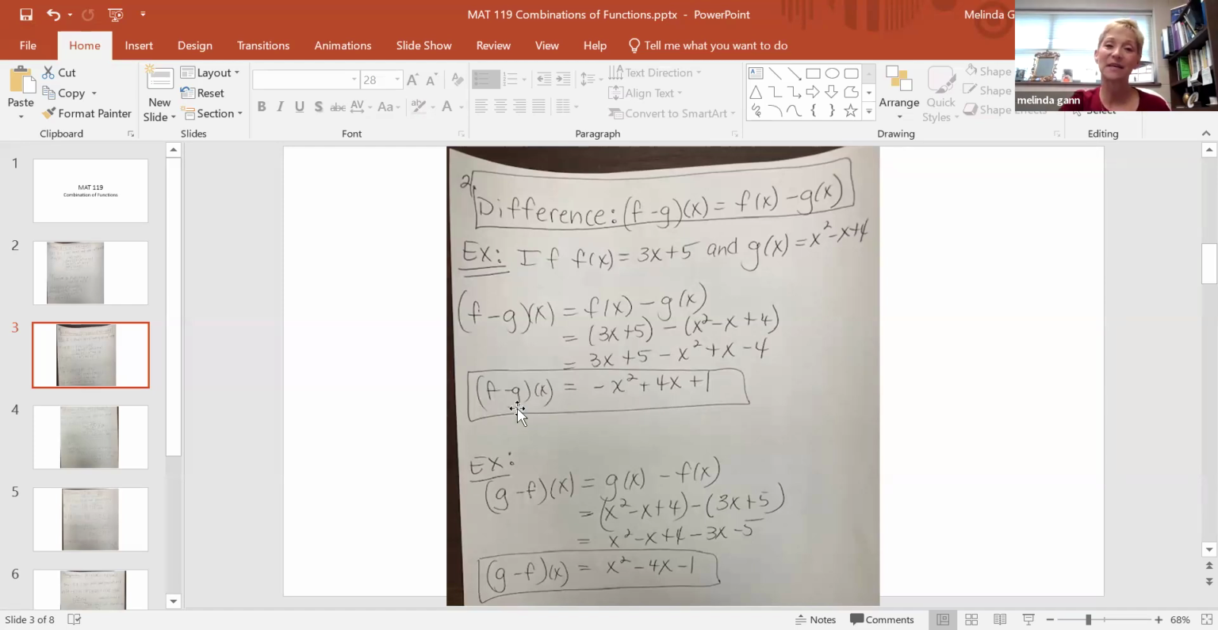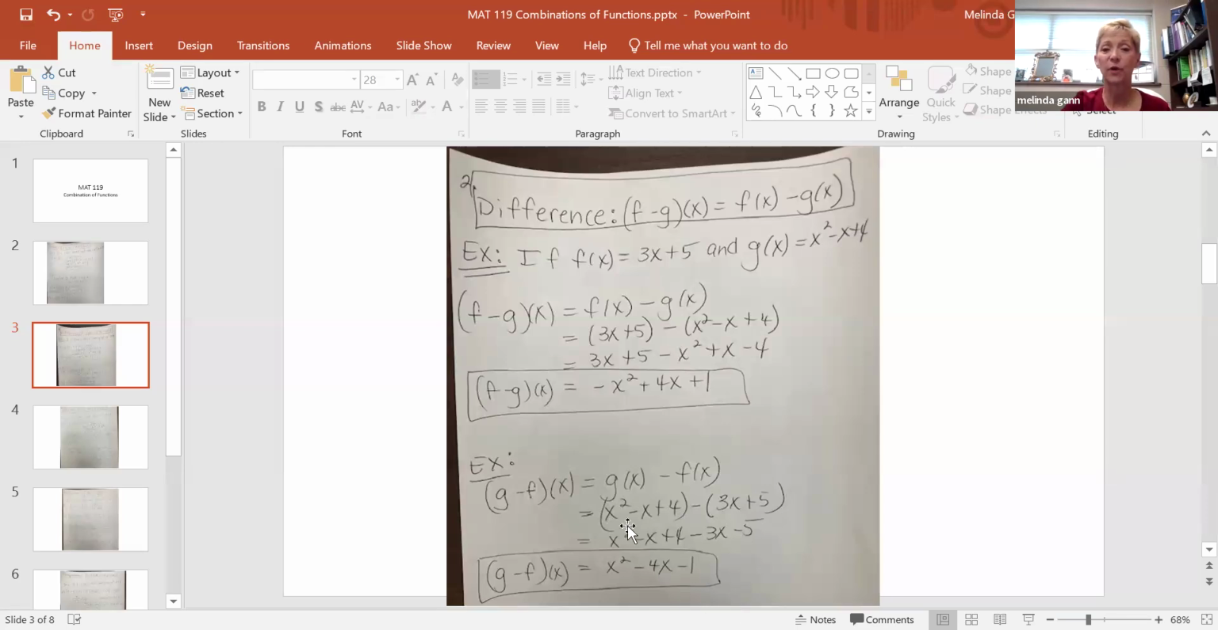Well, now, instead of asking me to find f minus g of x, what if they had said find g minus f of x? See, order matters when you're subtracting. So they listed g first, so I've got to do g first. See, up here they listed f first, so I got to do f first. So g minus f at x is g of x minus f of x. So now the g of x is first, minus, and the f of x, 3x plus 5, is second.